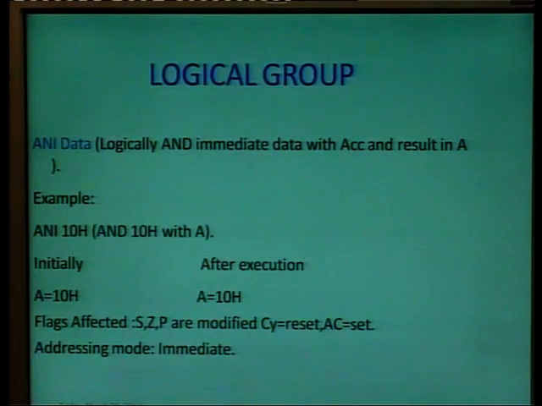ANI data, here it performs the logical AND of two 8-bit numbers. One of the numbers is in the accumulator, the second number is given in the instruction itself in the form of these data bits.